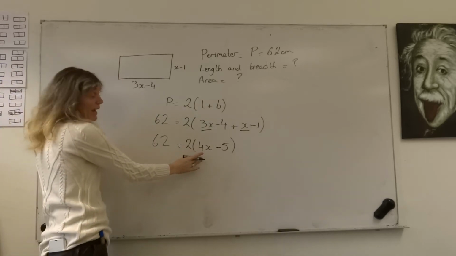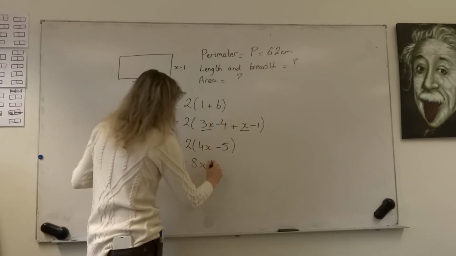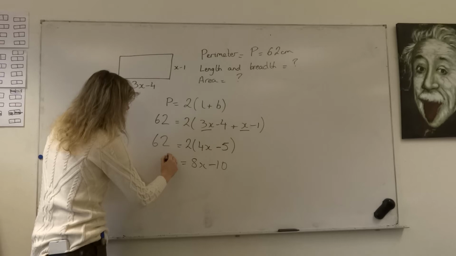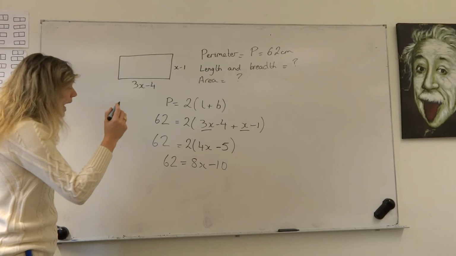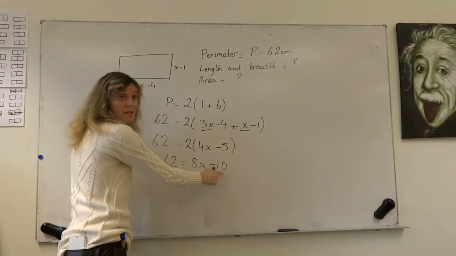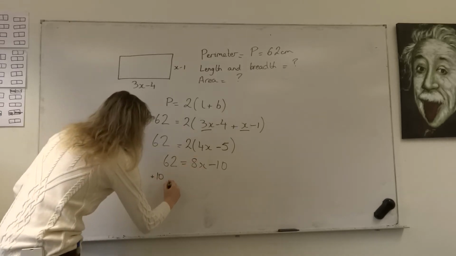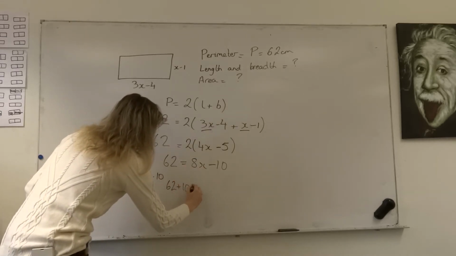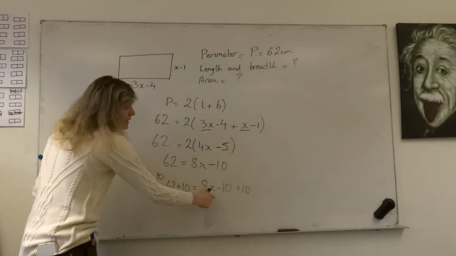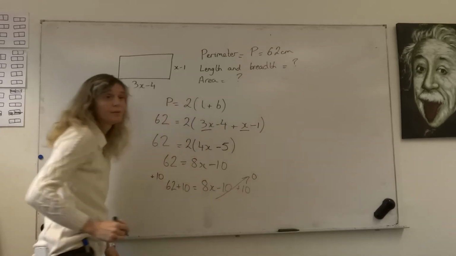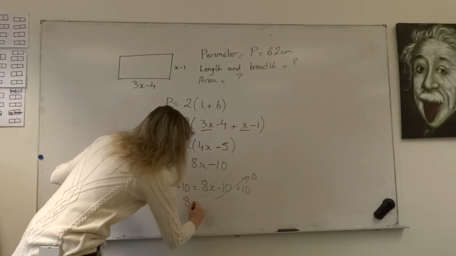So let's expand the brackets. 2 times 4x is 8x. 2 times minus 5 is minus 10. So we now know that 62 is 8x minus 10. Add 10 to both sides, we get rid of this number where the x's are. So 62 plus 10 equals 8x minus 10 plus 10. Minus 10 plus 10 is 0, that's what we want. We want all the numbers on one side, so we get 8x equals 72.